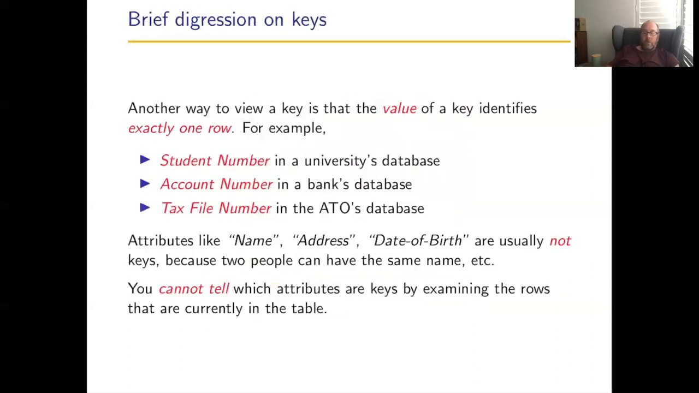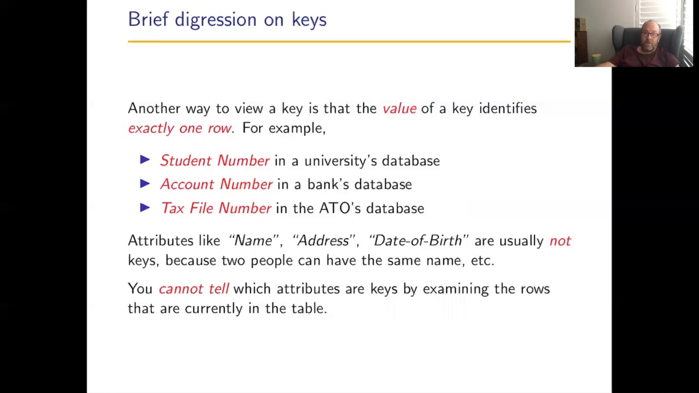I'm just going to finish then with a very brief digression on keys. Another way to view a key is that if you know the value of a key, then you can find exactly one row in that table. So a university has a database with many, many students, but student number is going to be a key. We can't have two different students with the same student number. We can't have two different bank accounts with the same account number. We can't have two entities with the same tax file number in the Australian Tax Office's database.